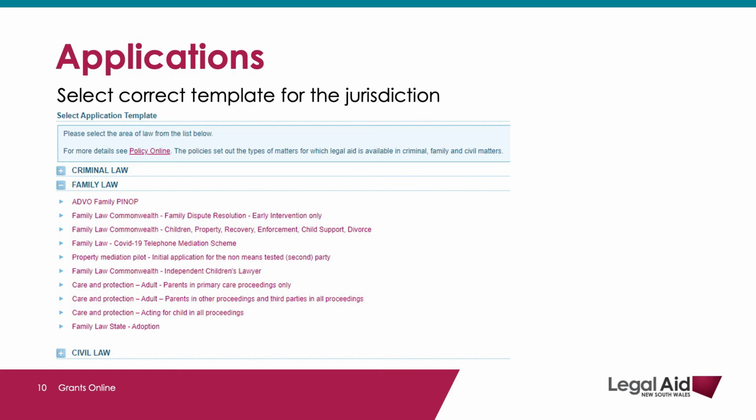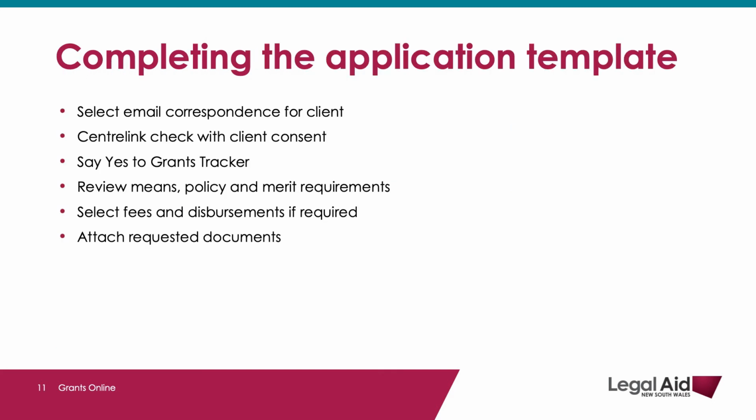When you're completing the application form, choose email correspondence for your client if possible, unless, for example, they're in custody and can't receive email. Don't use your own email address for the client. If it's not safe for the client to receive any correspondence personally, tick the box Send all correspondence to my lawyer only. Don't forget to opt your client in to receive SMS updates on their application via the grants tracker so they know what is going on with their matter.